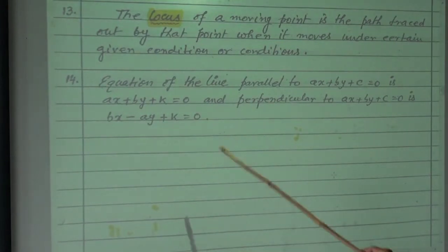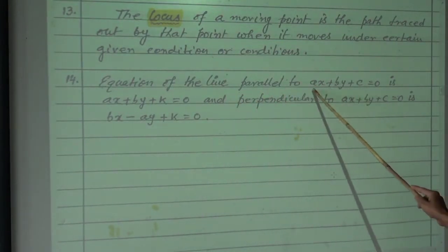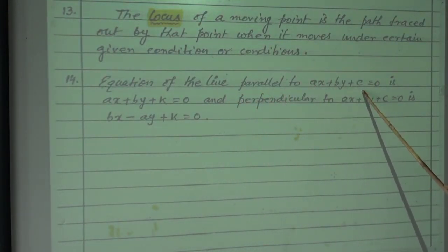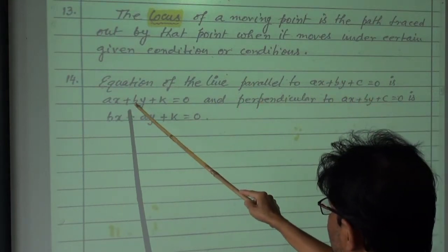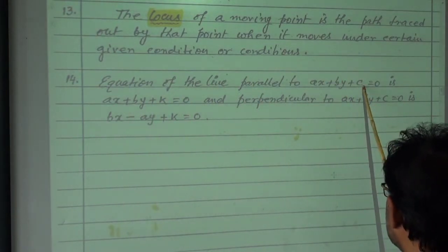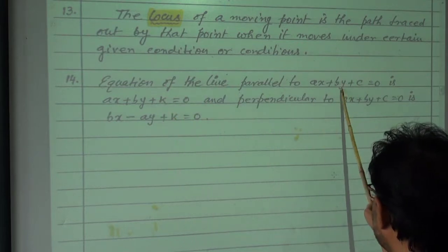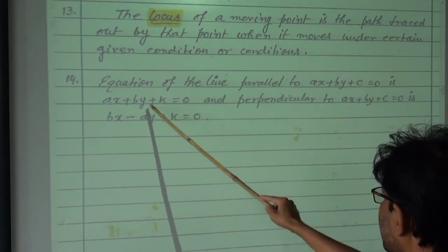Now suppose you have to find out the equation of a line which is parallel to this line. For a line parallel to any line, the x and y terms will remain the same, only the constant will be different. The constant was c, it is k here. This type of equations are always parallel.